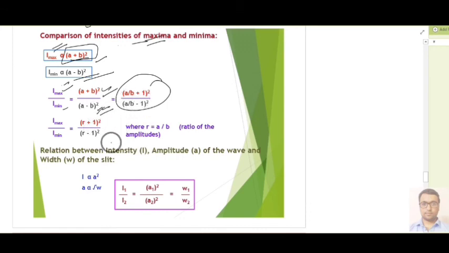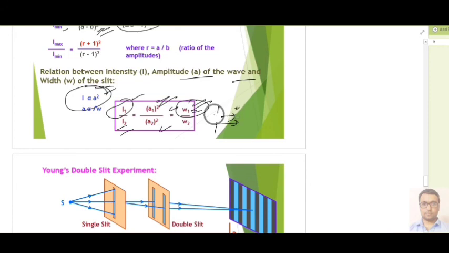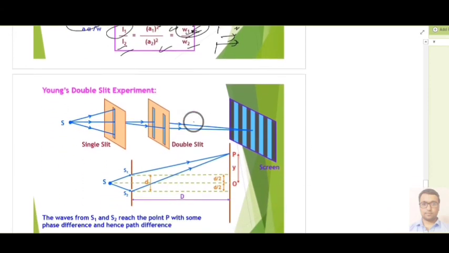That is also correct. Now here we have the relation of intensity, amplitude and wave width, that is the width of the slit. Intensity I is directly proportional to amplitude square, we know. So for two waves it will be a1 square upon a2 square. Also your intensity is proportional to width. If more space is provided, more light will come out, which means more intensity. So I1 upon I2 is W1 upon W2.